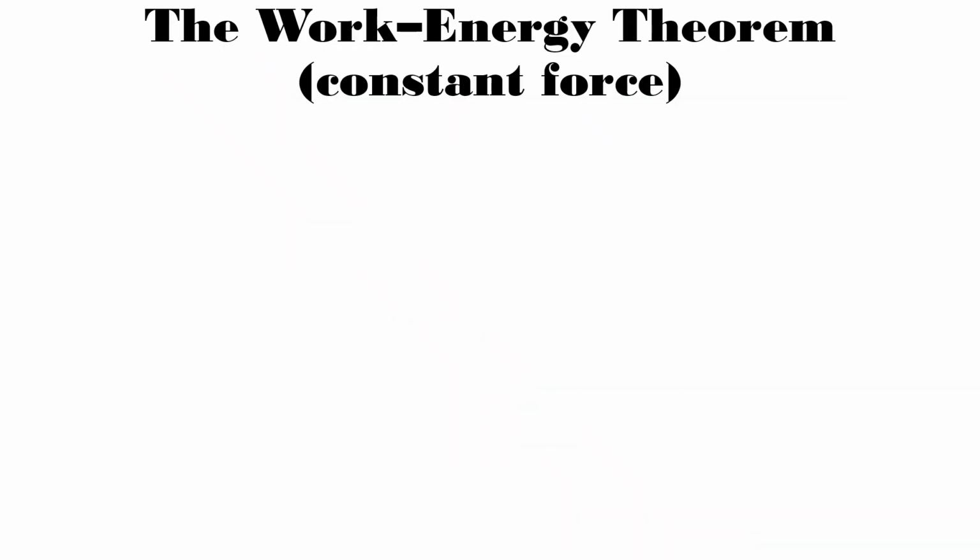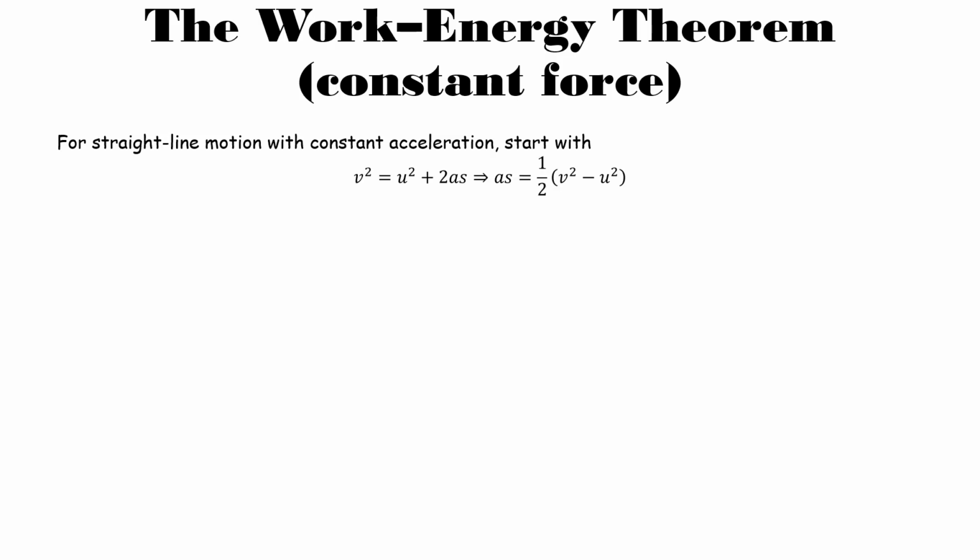Another nice addition is called the work energy theorem. This is the idea of a constant force. For straight line motion with constant acceleration, if we start with v squared equals u squared plus 2as, we can then generalize a times s as a half of v squared minus u squared. If we multiply that by m, we're basically getting F equals ma times s, which is effectively work done.